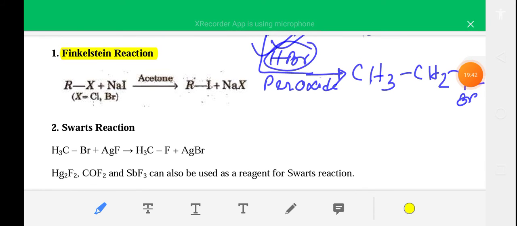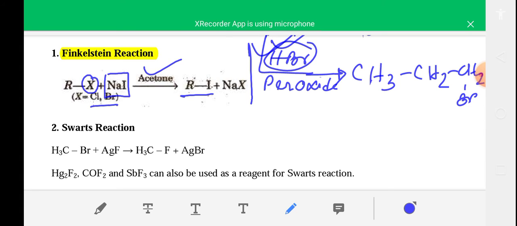Preparation of haloalkane from another haloalkane. You can prepare alkyl iodide from another haloalkane using the Finkelstein reaction. In this reaction, haloalkane is treated with sodium iodide, and in the haloalkane the halogen will be chlorine or bromine, not iodine. In the Finkelstein reaction, alkyl halide is treated with sodium iodide in acetone medium or carbon disulfide medium. You will see that the halogen atom will be substituted by iodine.